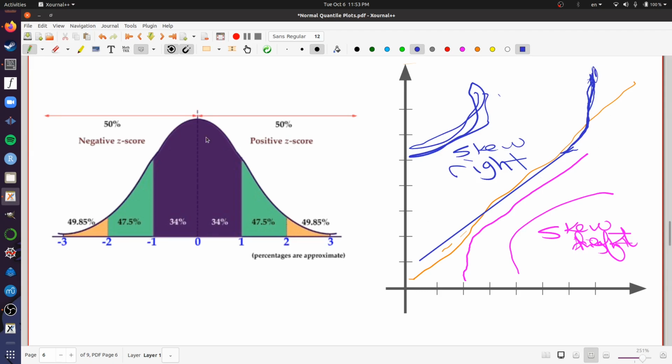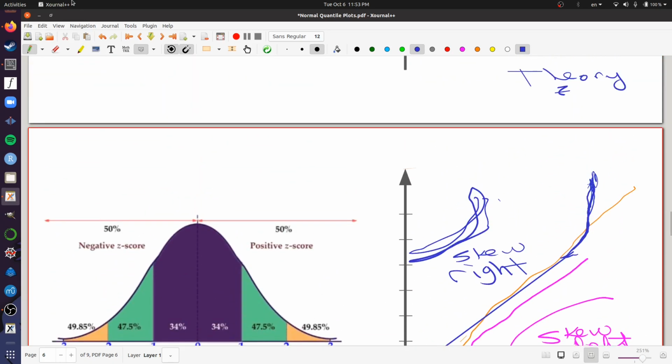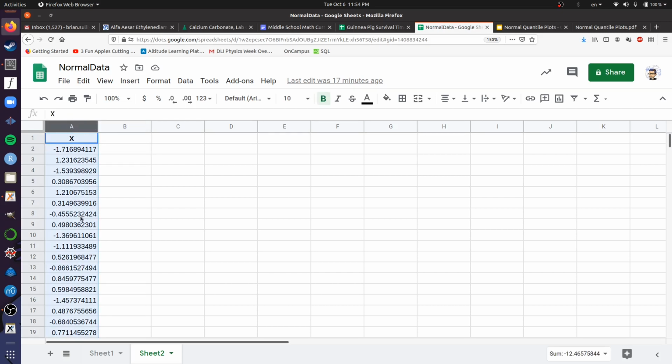So let's see how to do this in Google Sheets. My data is in column A. This procedure will always be the same. So in column B here, I want to put my sorted data. Here I'll say sorted X. I love to put labels in so I know what's going on.